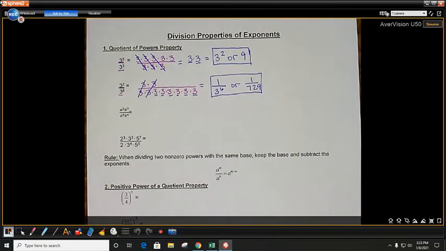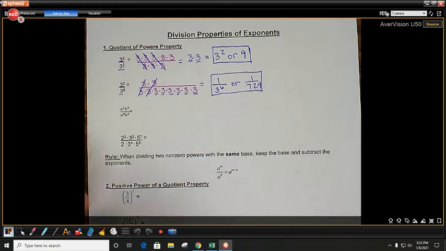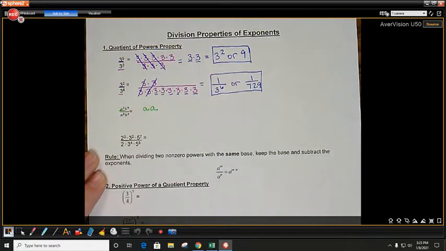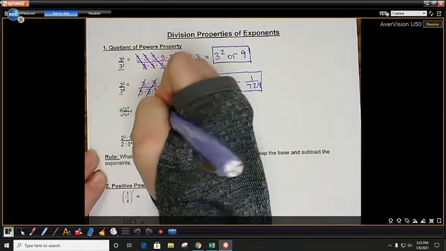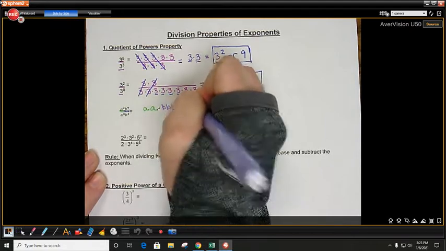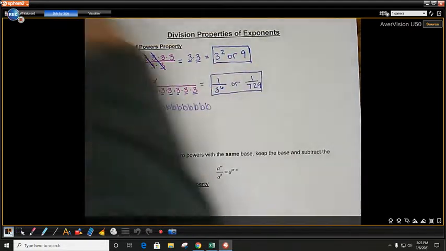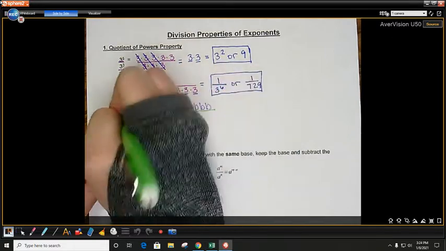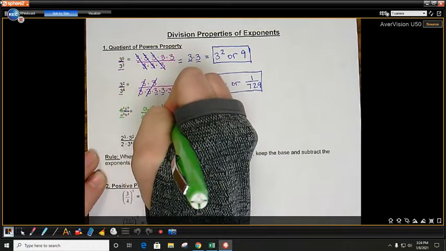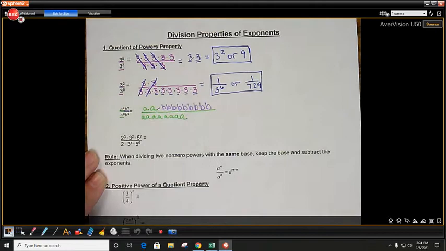Okay, so those are some with just numbers, or constants. Now we're going to move on to some with variables. So I have a squared. That means A times A. Then I have B to the 9th power: 1, 2, 3, 4, 5, 6, 7, 8, 9 B's. Divided by it, I have 8 A's. And then I have 4 B's.